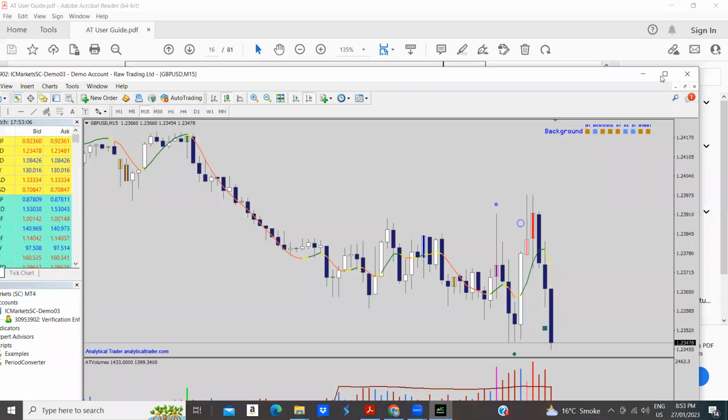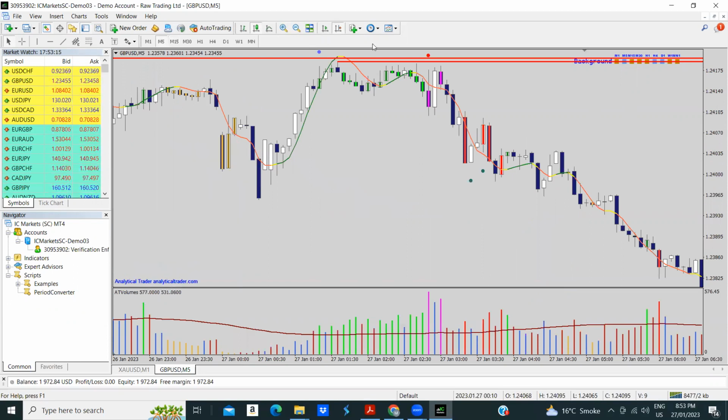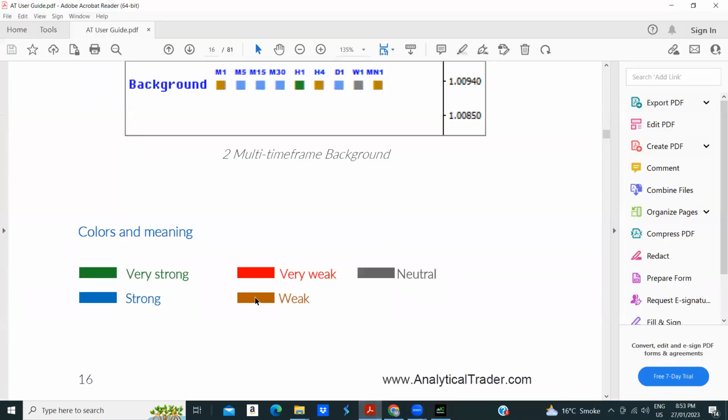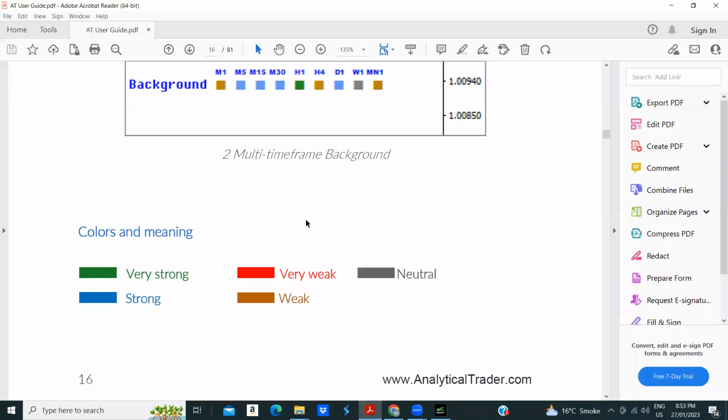Let's suppose we are on a 5-minute time frame. On a 5-minute time frame, what is the background here? You will see the 15-minute time frame. What color is it? Sort of brown. Okay, so you just go here and see where it's brown. Weak means bearish. When the above time frame, 15 minutes, is bearish, what is the price doing? The price is going down continuously. Got it? That's how you read it.